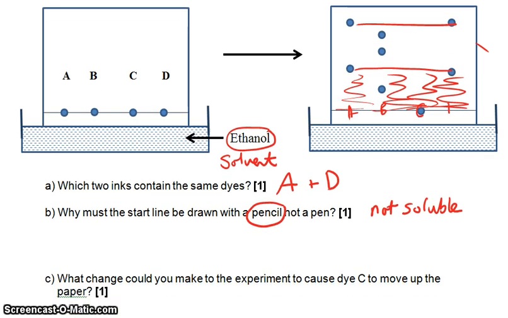And then our last question is, what change could we make to the experiment to cause dye C to move up the paper? Because as you remember, it just stayed there, look. Okay, it stayed on the line. And so if we think about what we could have done, well, this time we used ethanol as a solvent, so we need to change the solvent because C is obviously not soluble in ethanol. So either we can be general and just say we want to change the solvent, or we could actually suggest a different solvent that we're going to change to, and we could say like use water or something like that.